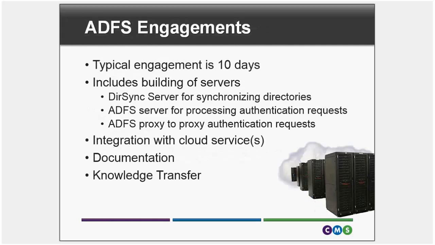So a typical Active Directory Federation Services engagement is roughly 10 days. There are a number of servers that get built. The DirSync server for synchronizing directories is the first server. This is just a single standalone server. There's no need for high availability on this system. If there's an outage with your DirSync server, it typically won't impact any day-to-day activities. The ADFS server is used for authentication requests, and typically we'll deploy 2 of those on-prem, or 1 on-prem and 1 in a cloud-based service, such as Azure or EC2, or in a DR data center.